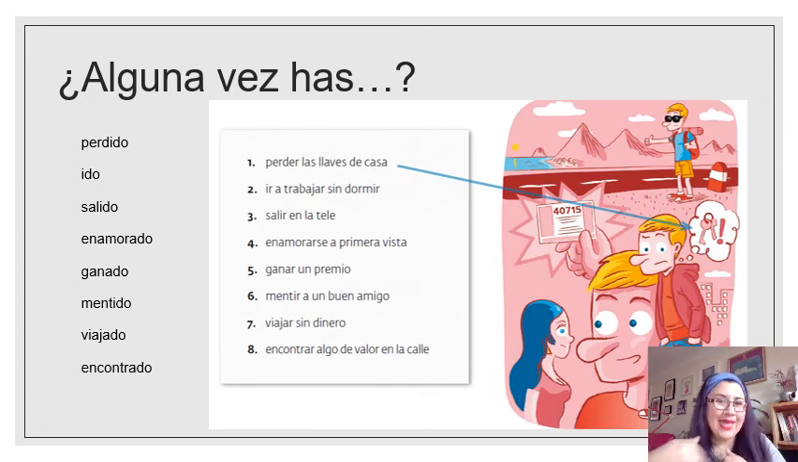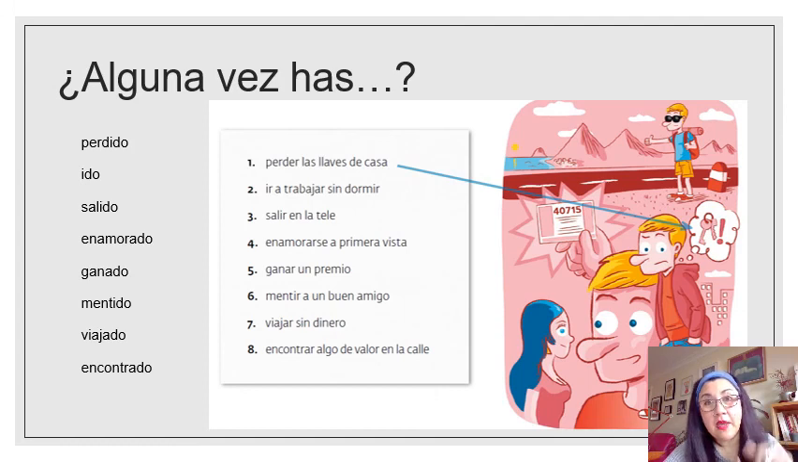Yo nunca he ganado un premio. Yo nunca he mentido a un buen amigo. Nunca he viajado sin dinero. Nunca he encontrado algo de valor en la calle. ¿Vale? Now, when your answer is sí, that's a bit trickier. Because if you say sí, I immediately want to know when, cuándo. And that will be the past tense. And that is something you will explore in Spanish 1+. Not yet.